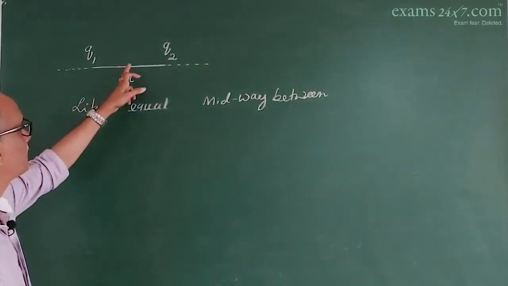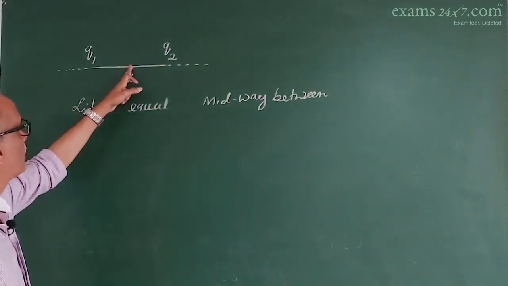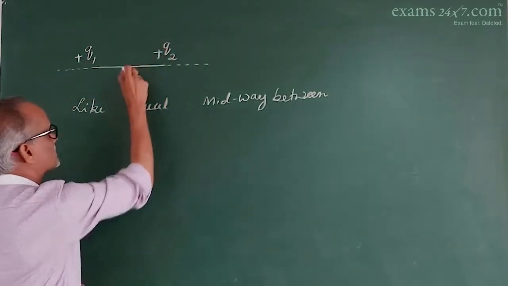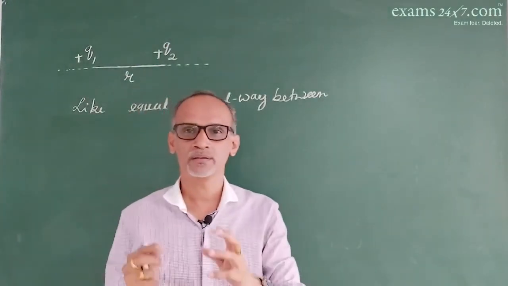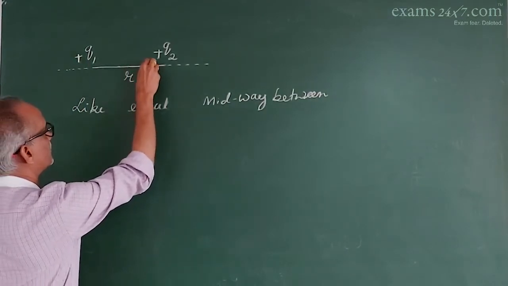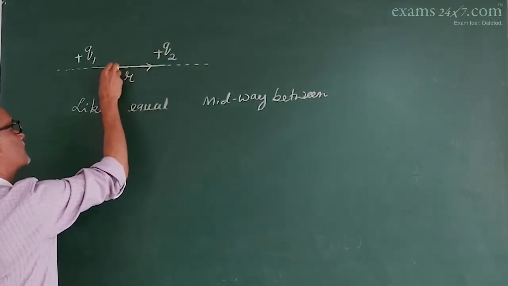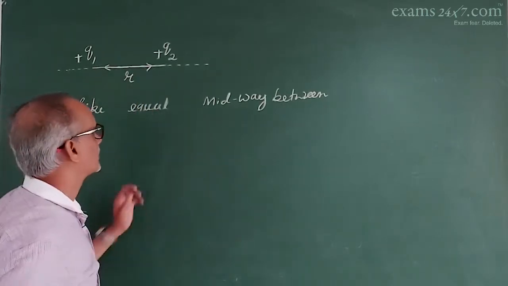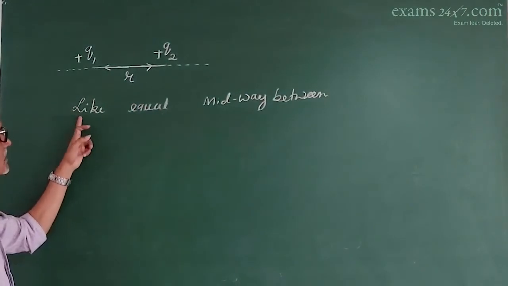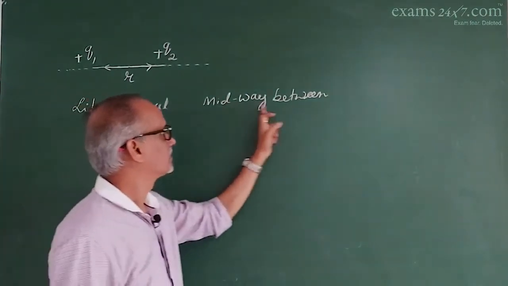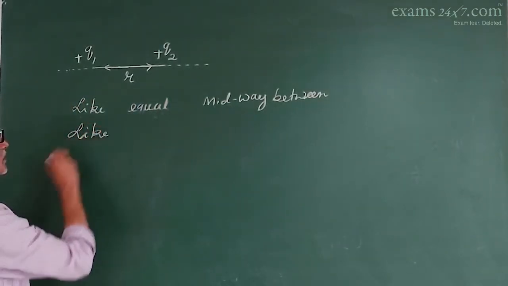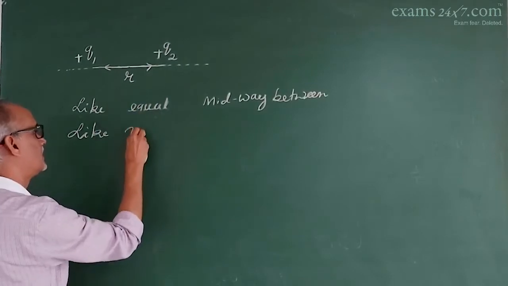That means we get it exactly at the midpoint, because at the midpoint the field due to plus Q1 and the field due to plus Q2 are equal and in opposite direction. Due to this positive charge, the field will be away from it, and due to the other positive charge, it will again be away from that charge, and they cancel each other, giving zero electric field. So, if the charges are like charges of equal magnitude, the null point lies exactly midway between the two charges.